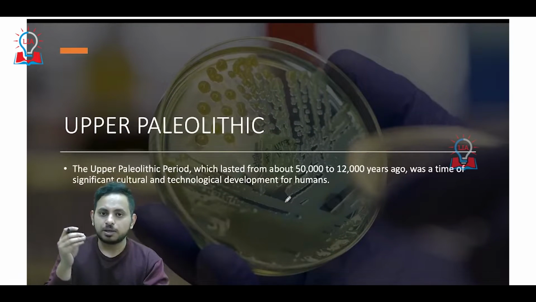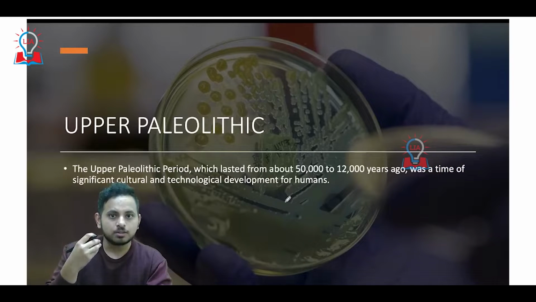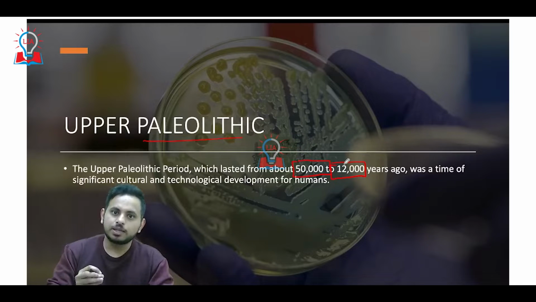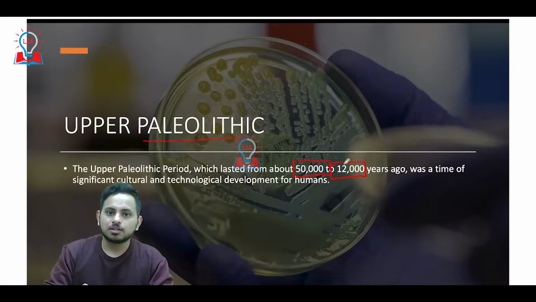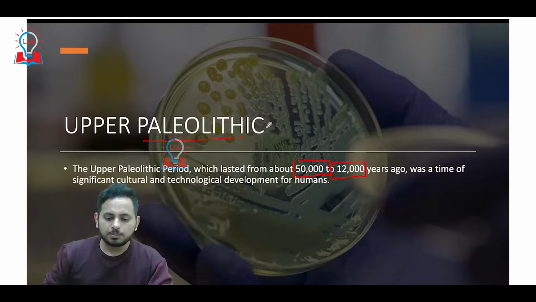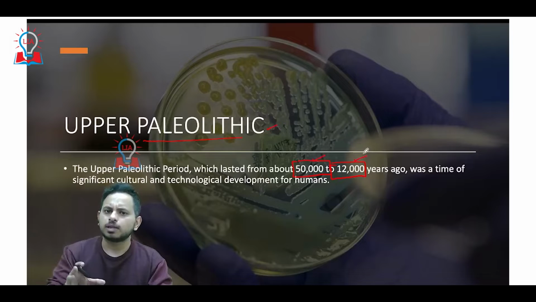So after this period of the lower Paleolithic, from 2.5 million years to 3 lakh years, we have something called the upper Paleolithic period, which stretches from 50,000 years to 10,000 or 12,000 years ago. See, there is a phase called the middle Paleolithic also in between the upper and the lower. But from the examination point of view, middle Paleolithic is not so significant because nothing great happened. So lower Paleolithic is important. The upper Paleolithic is also important. So 50,000 years to around 12,000 to 10,000 years ago.